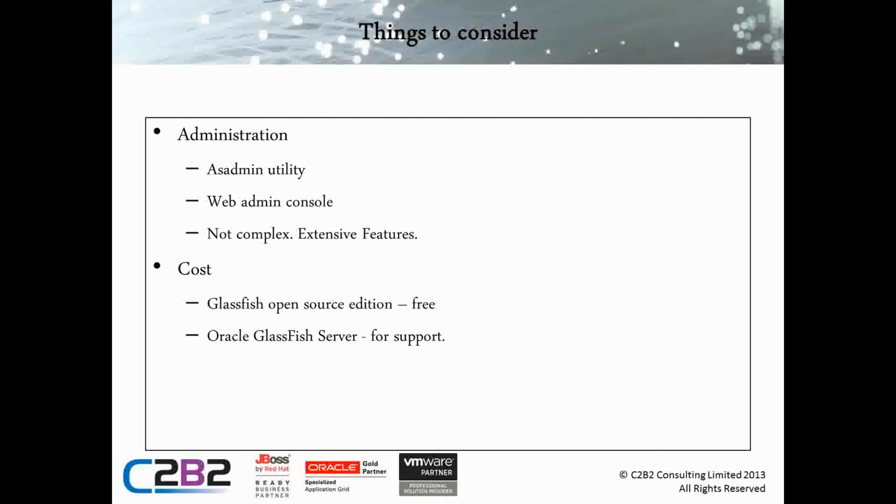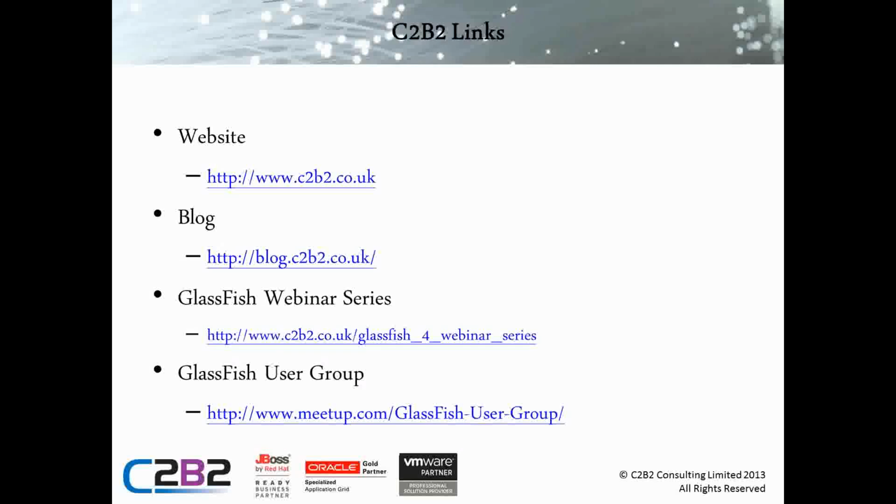So GlassFish, similar to other servers like, say, JBoss or Tomcat, has an open source edition and a commercial edition. The open source edition is free. You can use it for both development and production. And if you want extra support or quick bug fixes, then you can always opt for the commercial edition, which is the Oracle GlassFish server.